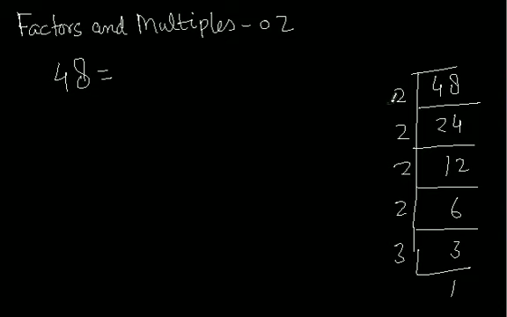How? We have 2 into 2 into 2 into 2, right? So we'll write here 2 into 2 into 2 into 2 into 3. Now, what have we done? We have written 48 as a product of 2s and 3s, right? So if we solve this equation, we should get 48. So now we try to solve this equation.